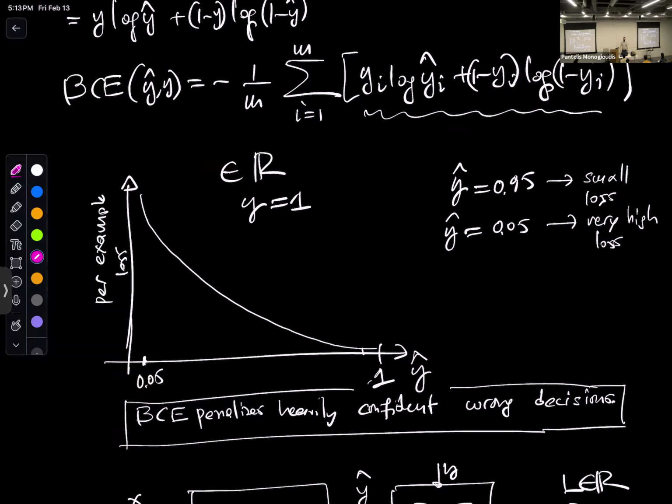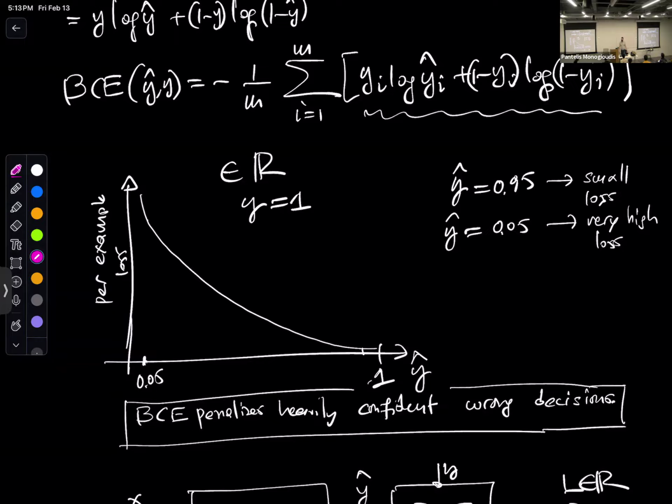Per example loss. For each example, I'm paying a penalty. What is this penalty I'm paying? In the case of regression, we did it in lecture 1. y hat i is my prediction for the example, minus y i, the whole thing squared. That is the per example penalty I'm paying for the regression problem.